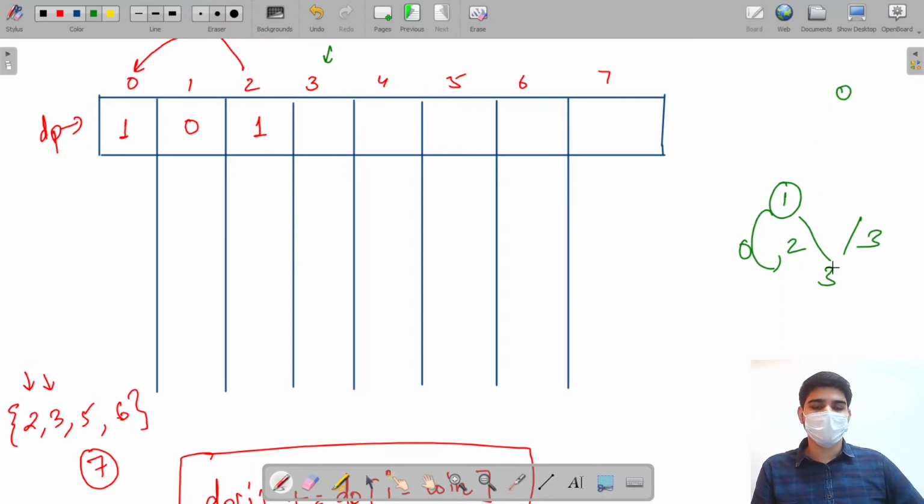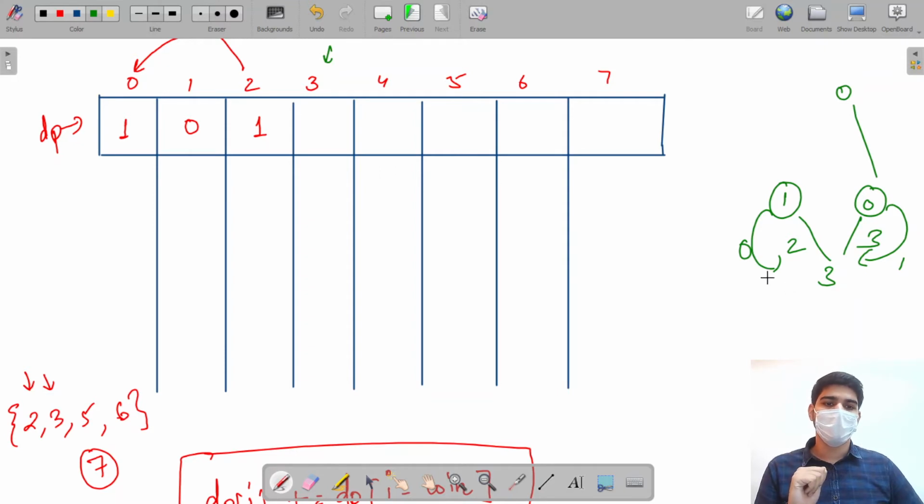Then what I can do is call for 3, I would reach 0, and 0 would say, okay, there is one possible way from me to 0. 3 would add all the possible ways, which is 0 plus 1, and give me 1, right?